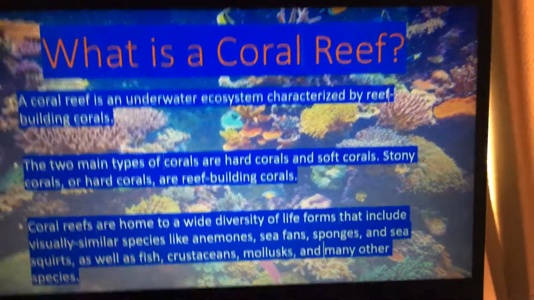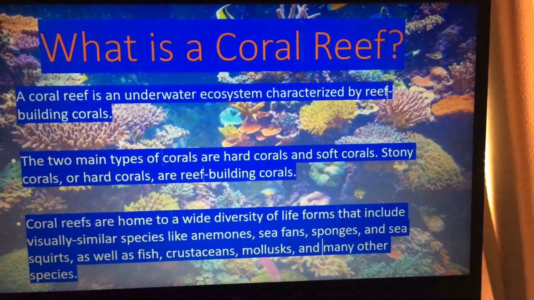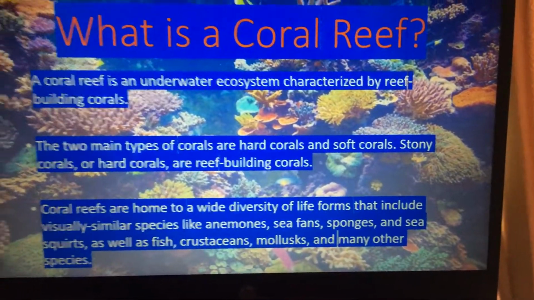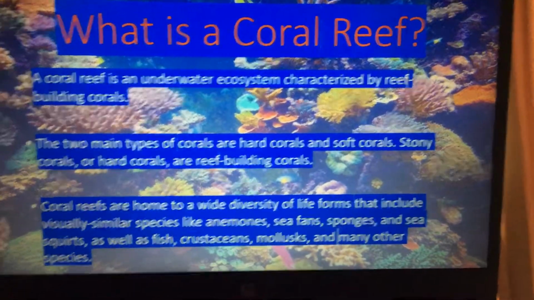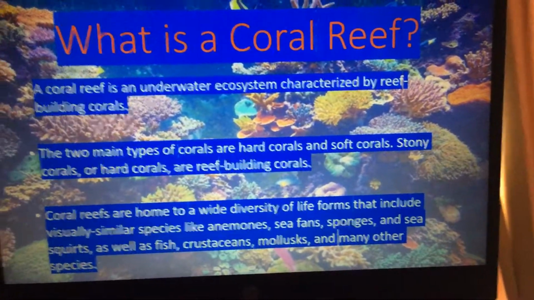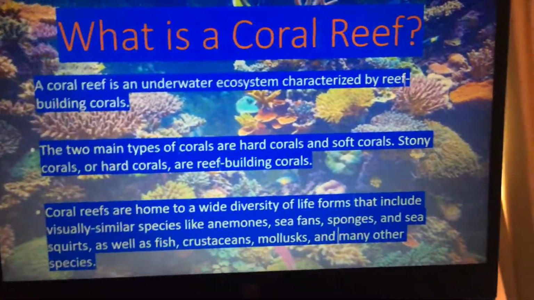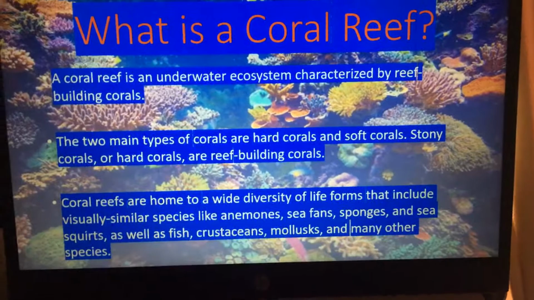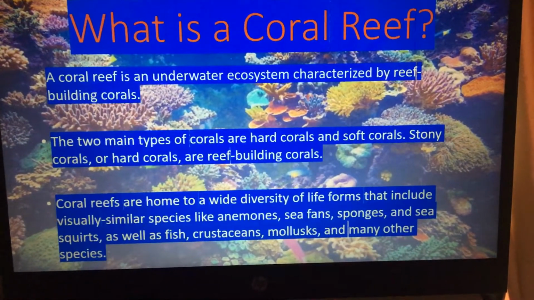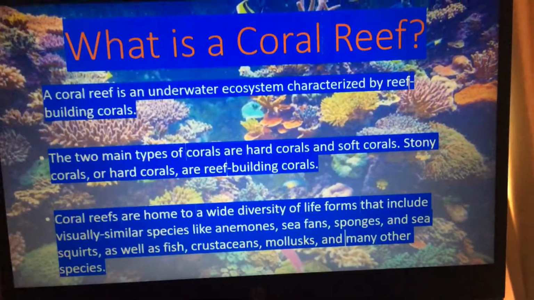What is a coral reef? A coral reef is an underwater ecosystem characterized by reef building corals. There are hard corals and soft corals. Hard corals are the foundation of the reef. Soft corals are like the decoration of the reef. They are the ones that look like flowers, that look like leaves and grass. Coral reefs are home to many types of fishes, lobsters, clams, sponges, turtles, and so many more sea animals.